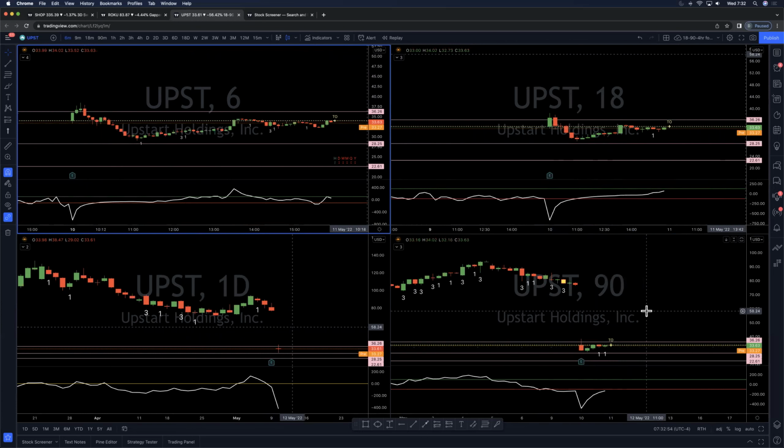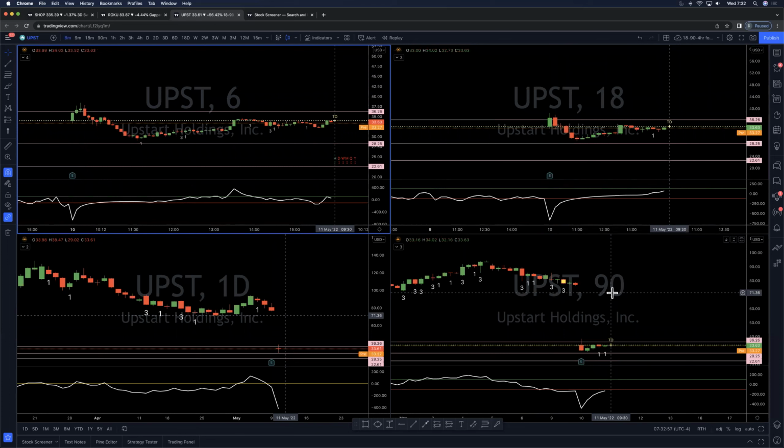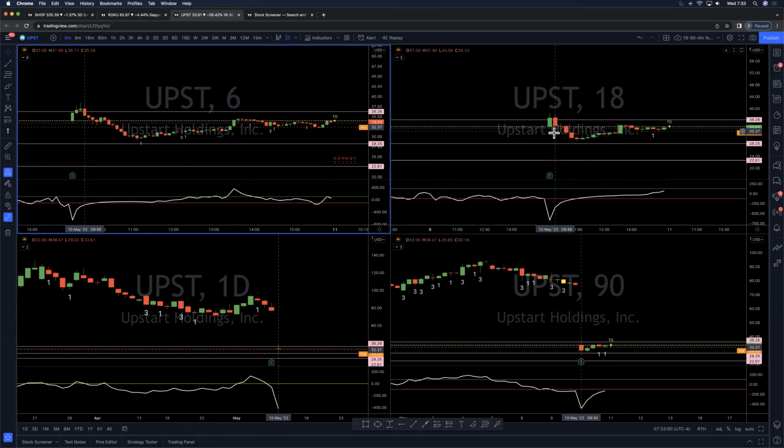And remember, we went way back, and I think we just drew some horizontal lines for the dailies, and you can see it just failed. So you could have shorted this right here in this 18-minute as it came back down. CCI is still well below negative 300 on the 18. And so, you have time for this trade to continue until it crosses back over, right?